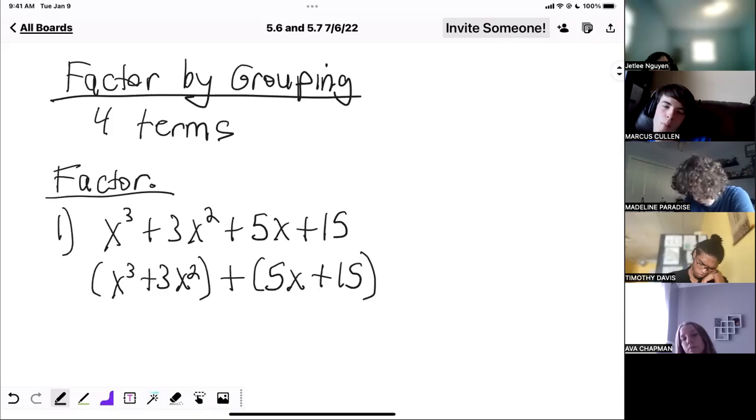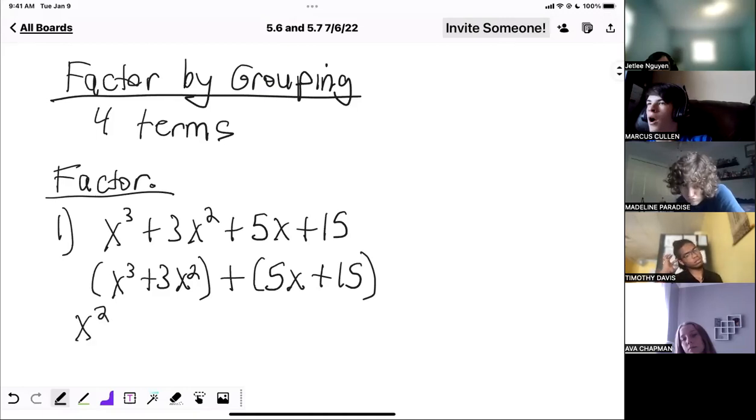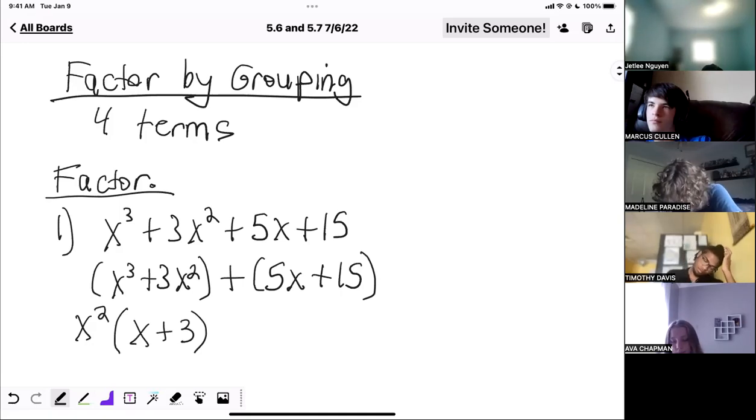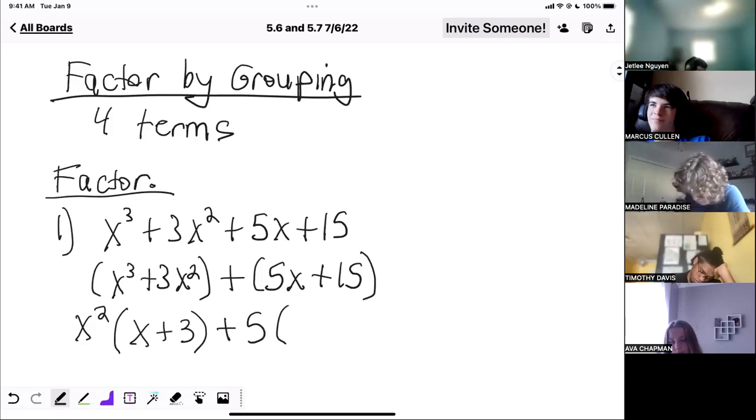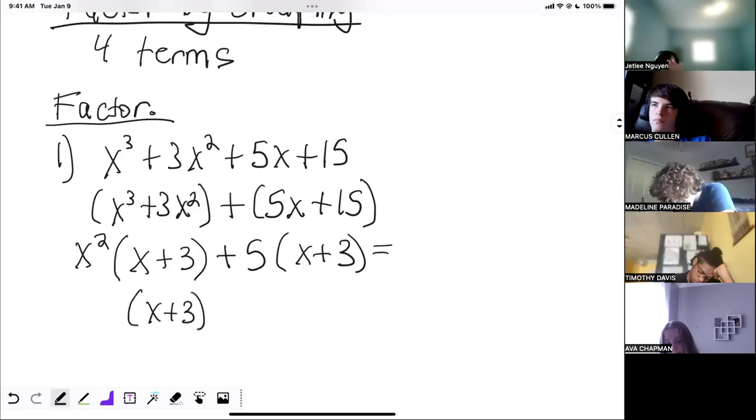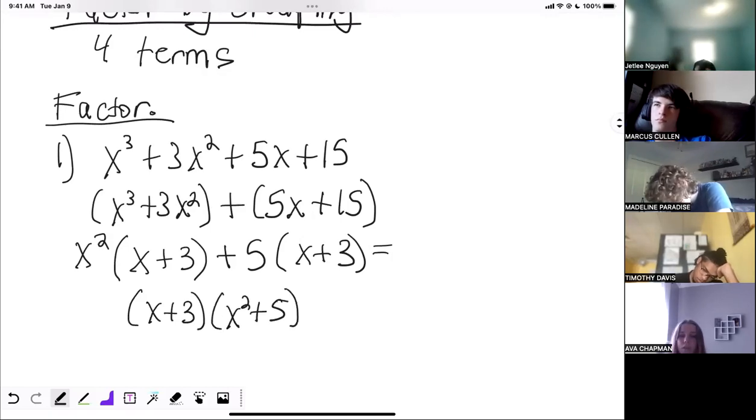This will work fine. So factor out the greatest common factor of my first parentheses. I can factor out an x squared. And what do I have left? I have an x plus 3. And then I go to my second parentheses. What's my greatest common factor? I can factor out a 5. What am I left with? X plus 3. And then the answer is, what do they both have? X plus 3. What's left over? X squared plus 5. And that's done.